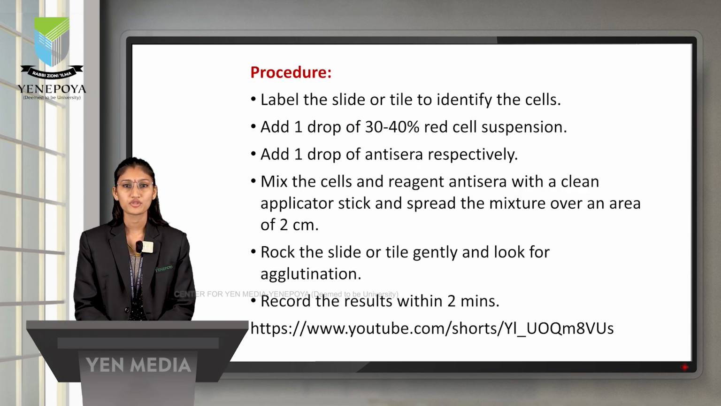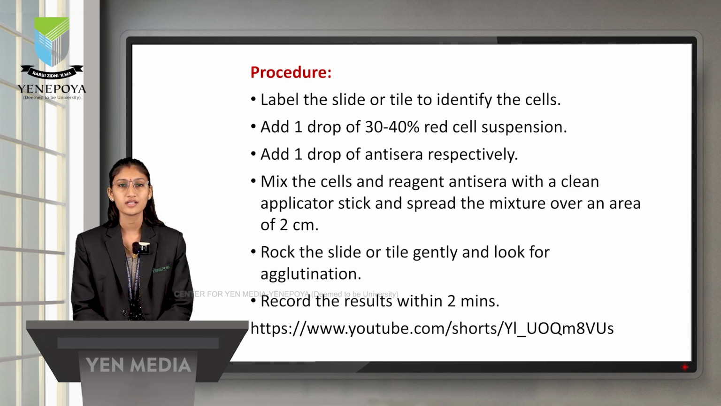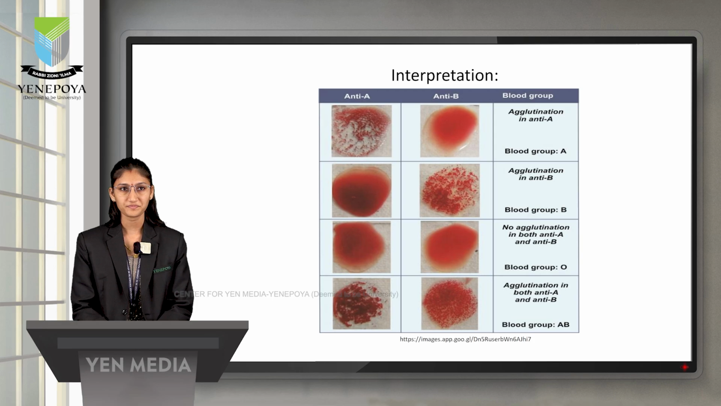So let's move on to the procedure. How do we do ABO grouping using a slide or a tile? We have to label the slide or tile and prepare a 30 to 40% cell suspension using the patient's blood. We add 1 drop of the 30 to 40% red cell suspension onto the slide, and we add the antisera to it respectively. After that we mix the reaction and look for agglutination. Depending upon the agglutination we can report the grouping.